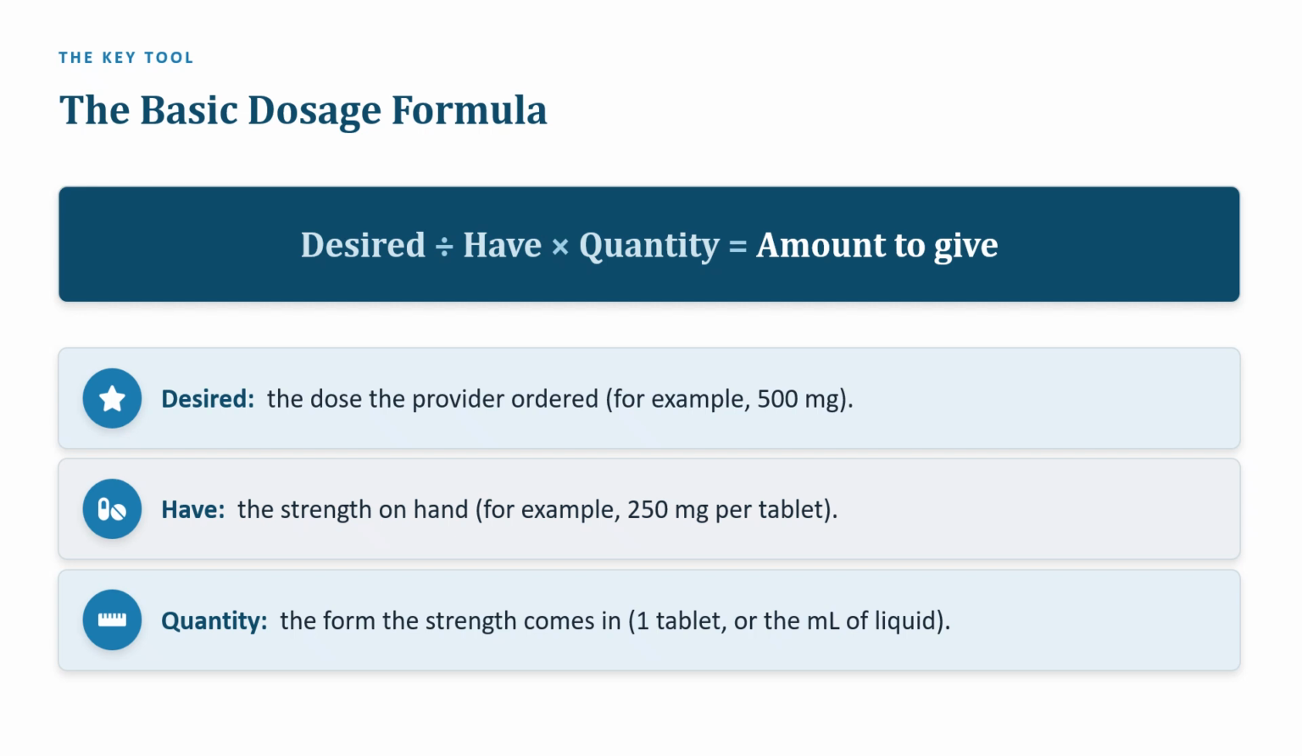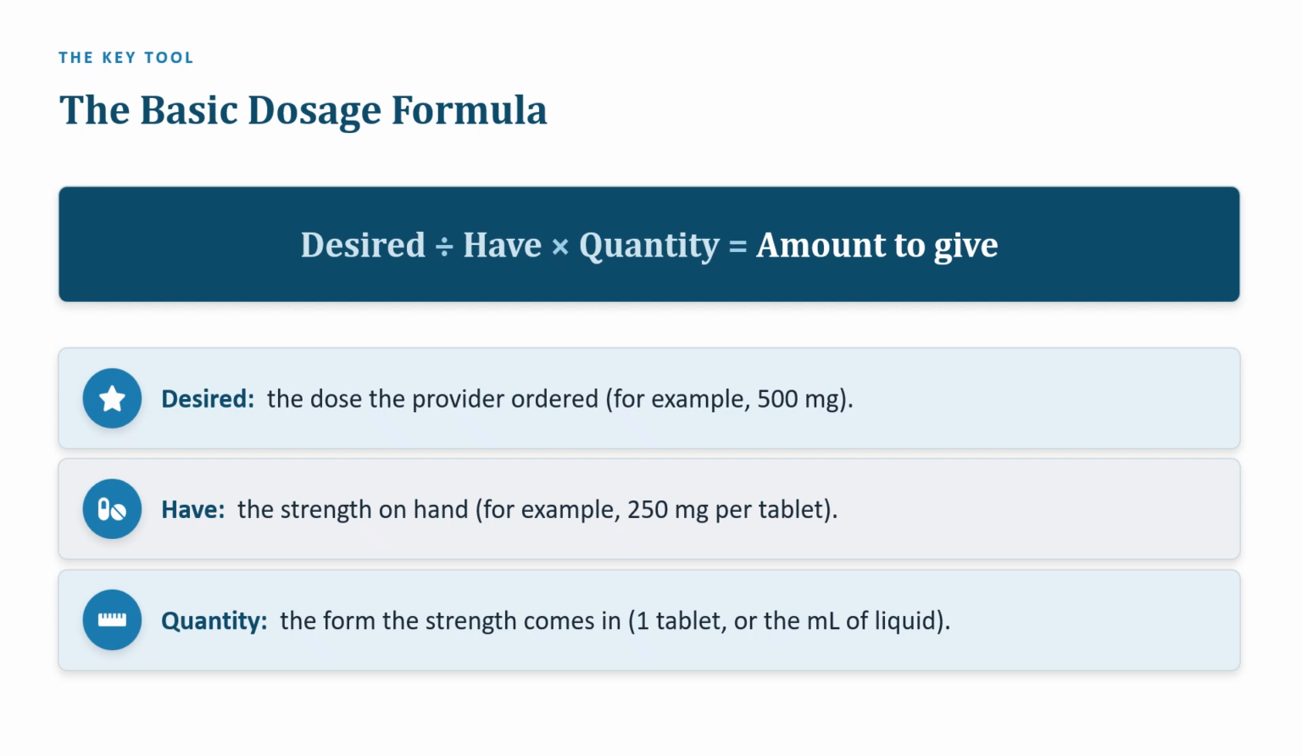Let's define each piece because understanding the terms is what makes the formula reliable rather than mysterious. Desired is the dose the provider ordered. It's what you want to give the patient. For example, 500 milligrams. Have is the strength you have on hand, meaning the concentration of the medication available to you. For example, 250 milligrams per tablet.